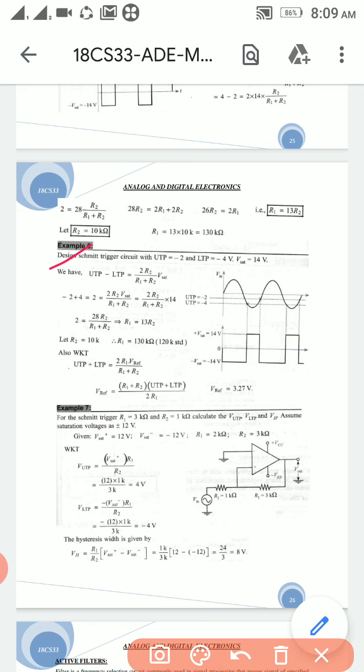14 volt. Okay, see here again, design a Schmitt trigger and the hysteresis value has been mentioned. So VH is equal to what? VUTP minus VLTP. Again here the formula, the expression has been taken directly from the previous. So once you apply the formula and rearrange, you will get this expression: 2R2 divided by R1 plus R2 into Vsat. Again UTP value is minus 2 volt and the LTP is minus 4. So minus into minus is plus, so 2 is equal to this expression. So again R1 is equal to 13 times R2. One of the values you have to choose. So let R2 be 10 kilo ohm and R1 be 130 kilo ohm.